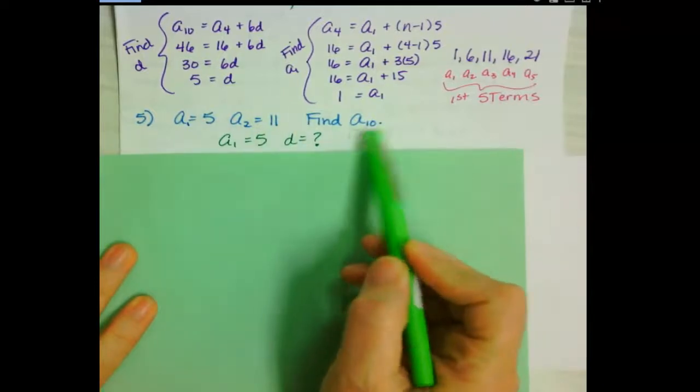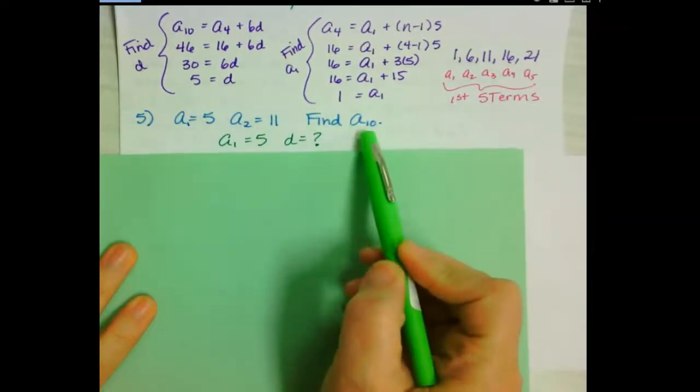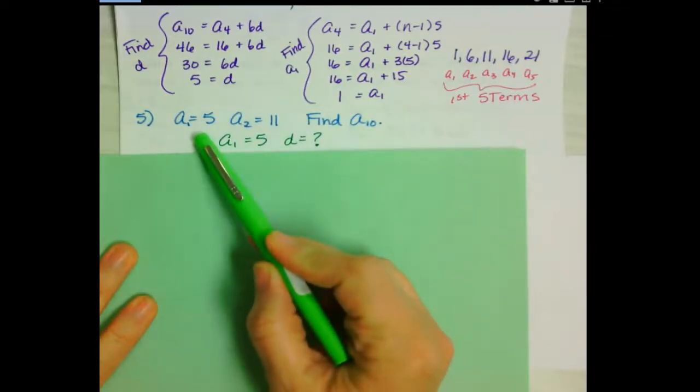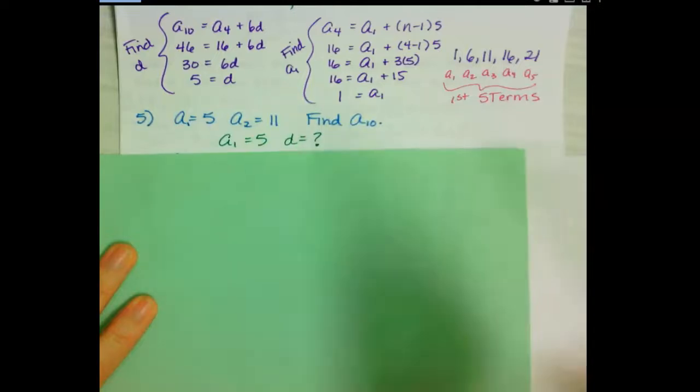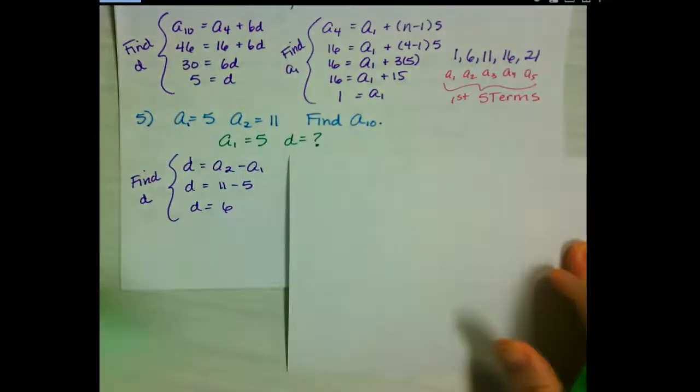All right, so question 5, we're given a sub 1, which is 5, a sub 2, which is 11. We're finding a sub 10. So notice this time we're finding a position. So that's not a list, that's not a model. So what do I have? Well, I have a sub 1, so that works nicely for us. I don't have the difference, so what do I need to find? I need to find the difference.